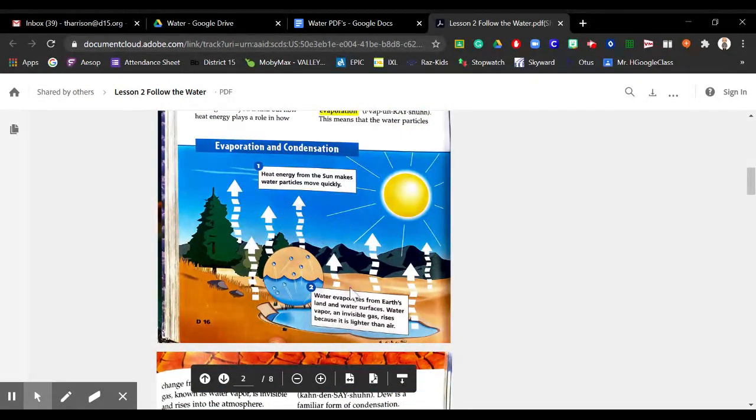I guess this is the evaporation and condensation cycle. So number 1, heat energy from the sun makes water particles move quickly. Water evaporates from Earth's land and water surfaces. Water vapor, an invisible gas, rises because it is lighter than air.